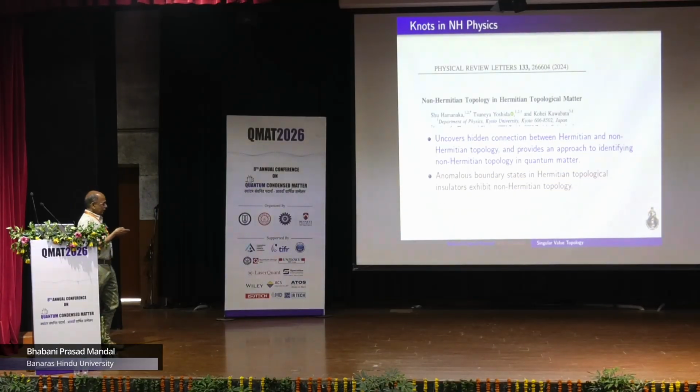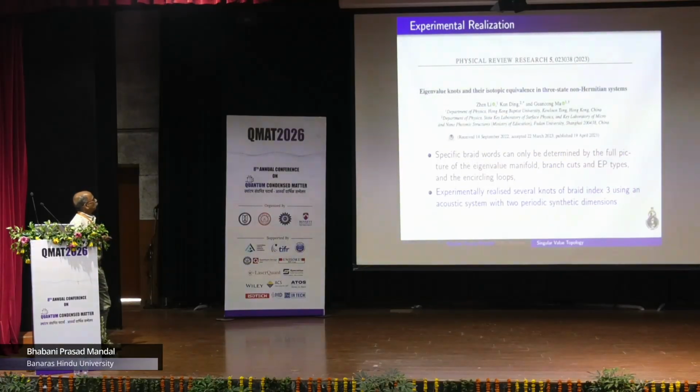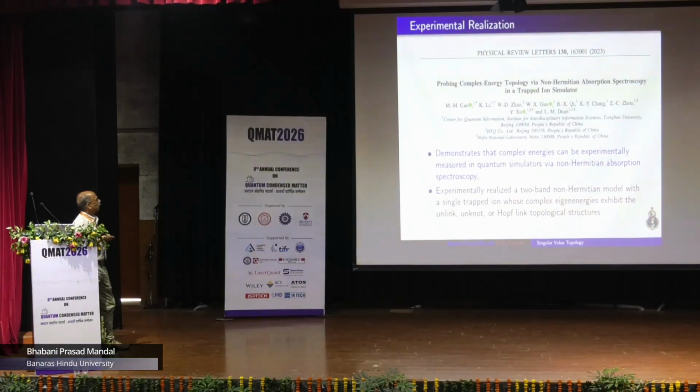Okay, and this is another work by a Japanese group. They have very strong groups in topology and non-Hermitian topologies. Again, they try to connect the non-Hermitian topology with the Hermitian one and get some exciting results. There are a couple of experimental papers that realize knots through experiment. I'm just not going into these papers.